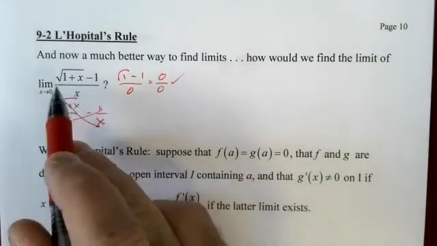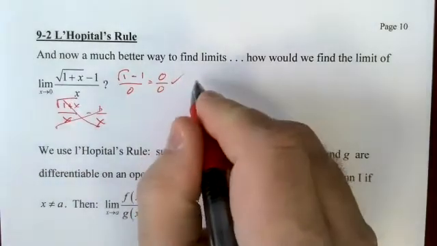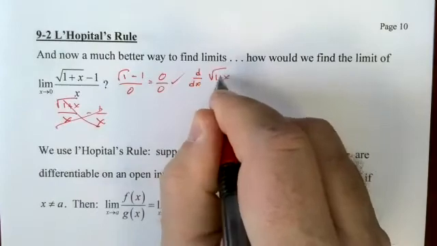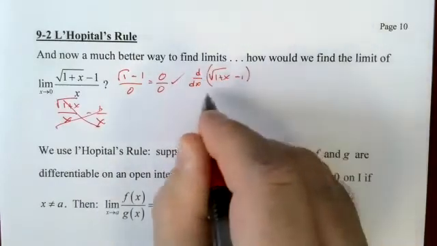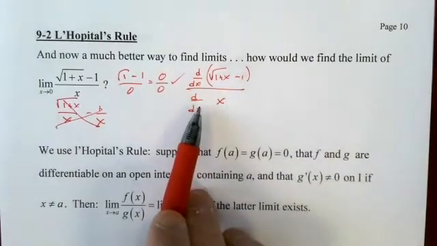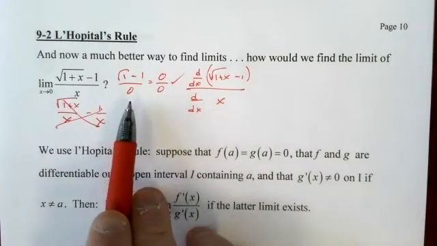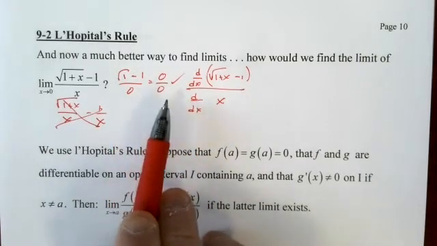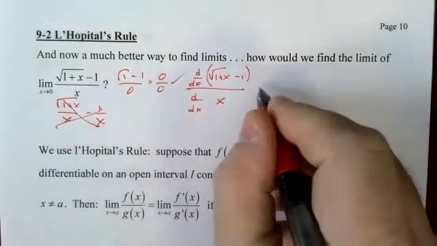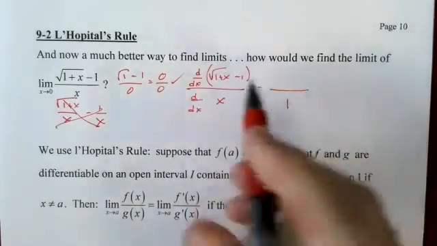Basically, we take the derivative of the top and the derivative of the bottom. So d/dx of the square root of 1 plus x minus 1, over d/dx of x. I don't think I'll write it out like this again, but the biggest confusion people have is thinking that this is a quotient rule problem. It's not the quotient rule. It's just the derivative of the top by itself, and the derivative of the bottom. The bottom's a piece of cake: 1.